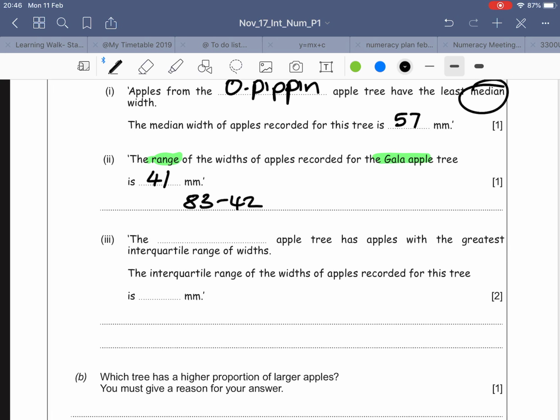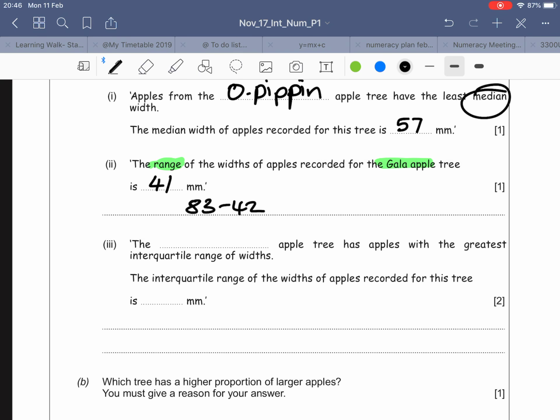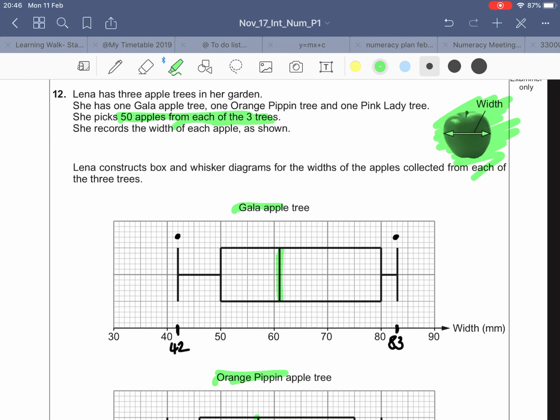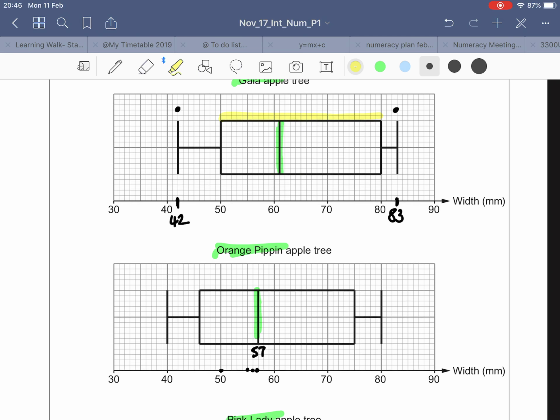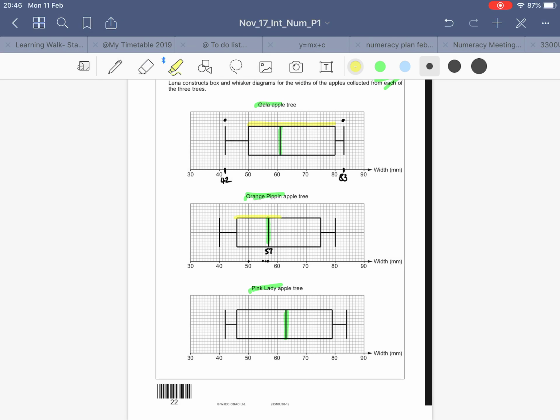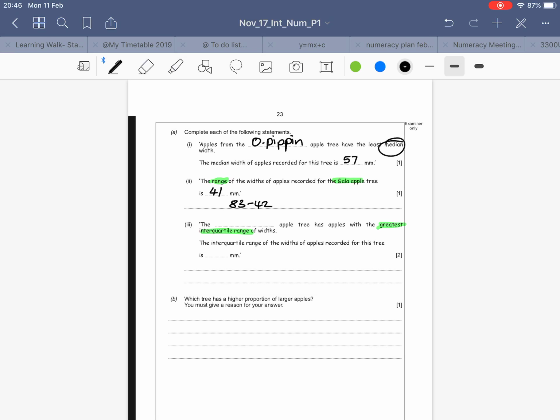The last ones now, part 3, the something apple tree has the greatest interquartile range. The interquartile range is the spread, the width of the box. So which ones have the greatest interquartile range? The biggest box. And the biggest box, as you can see from the diagram, is going to be the pink lady. The pink lady apple tree has apples with the greatest interquartile range.